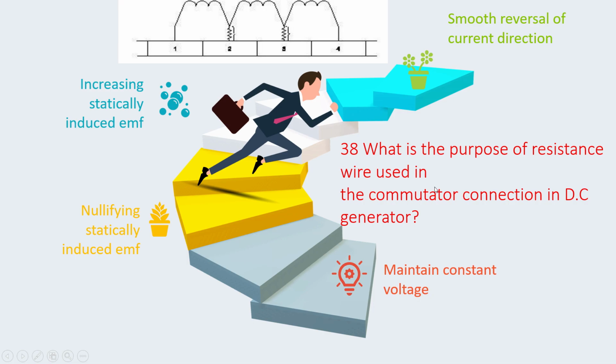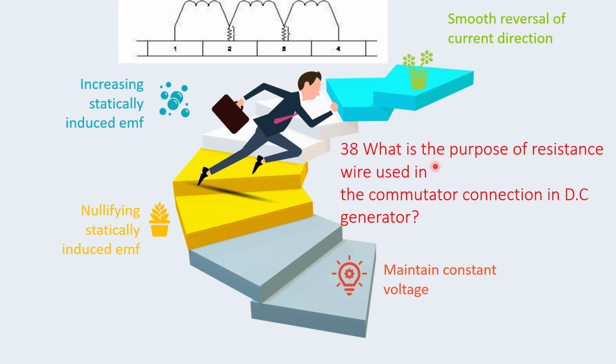What is the purpose of resistance wire used in the commutator connection in DC generator? Maintain constant voltage, nullifying the statically induced EMF, increasing the statically induced EMF, smooth reversal of current direction.